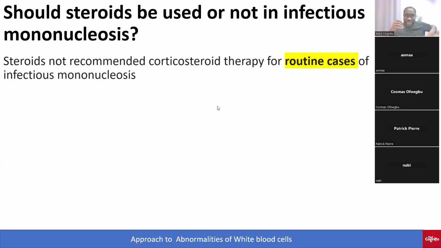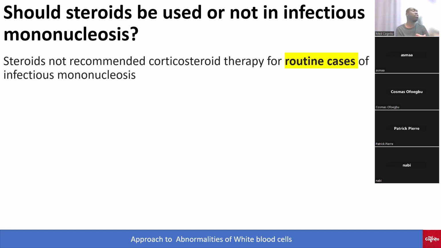Now, this is the question. Should steroids be used or not in infectious mononucleosis? Now, this is the teaching. Steroids are not recommended therapy for routine cases of infectious mononucleosis. I'll come to when do we use steroids. Routine cases of infectious mononucleosis, don't give steroids.